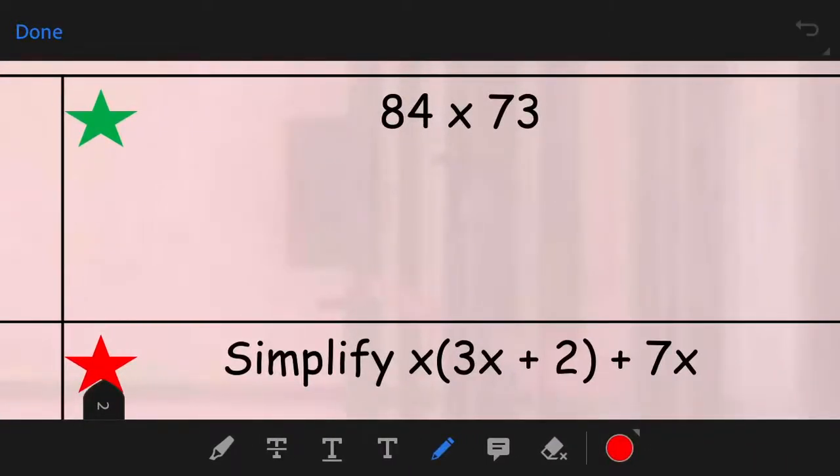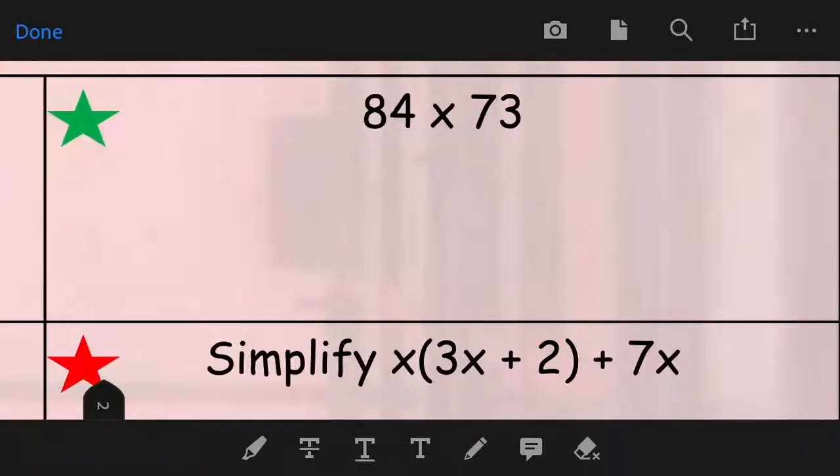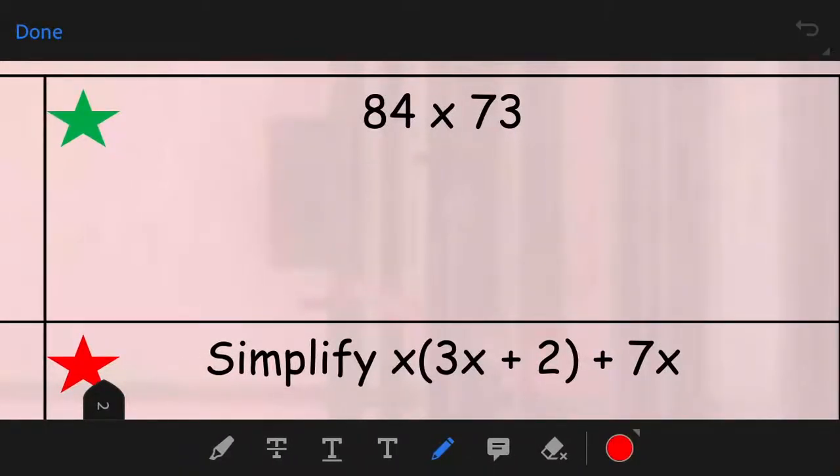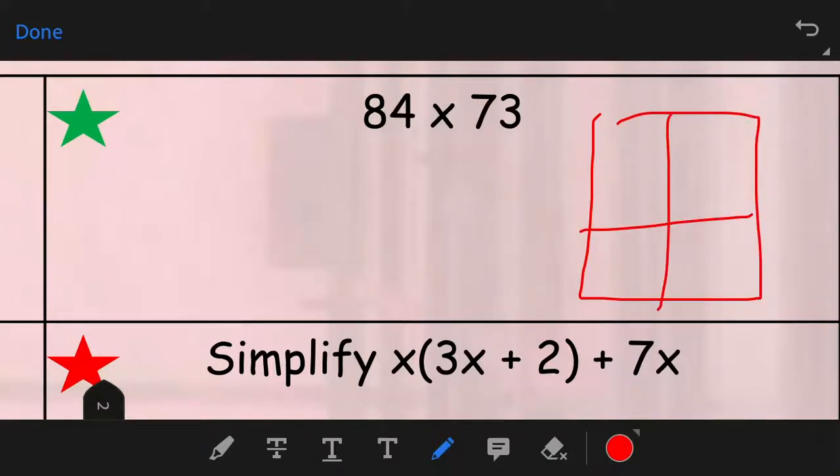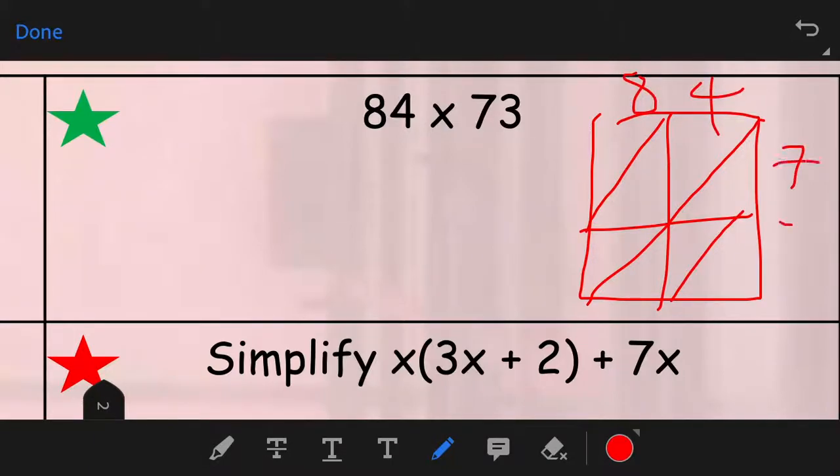84 times 73. Okay, I'm going to try and do the grid over to the side a little bit just to make sure we fit everything in. So I've got 84 on the top and 73 on the bottom. 8 times 7 is 56. 4 times 7 is 28. 4 times 3 is 12. And 3 times 8 is 24.